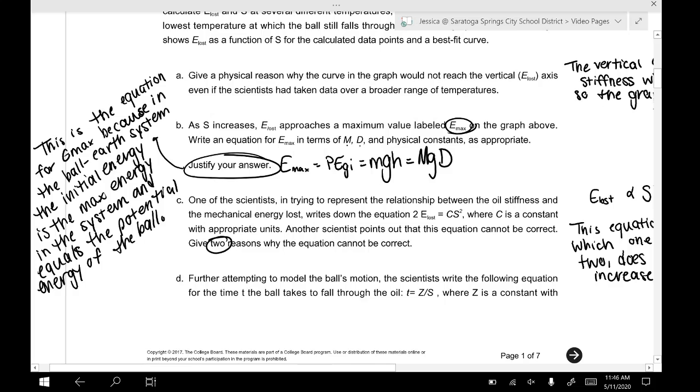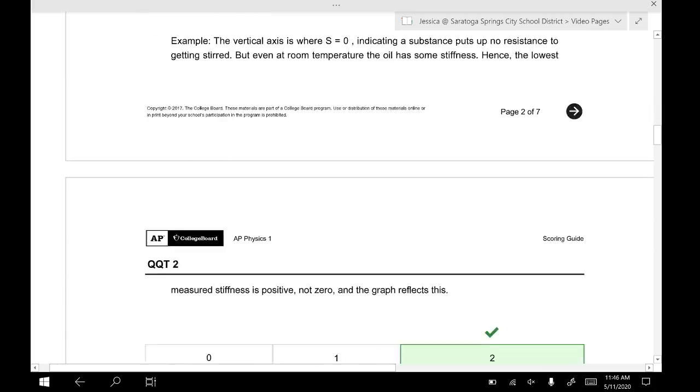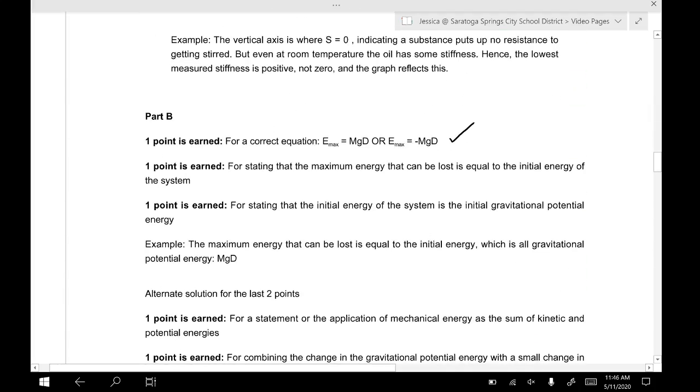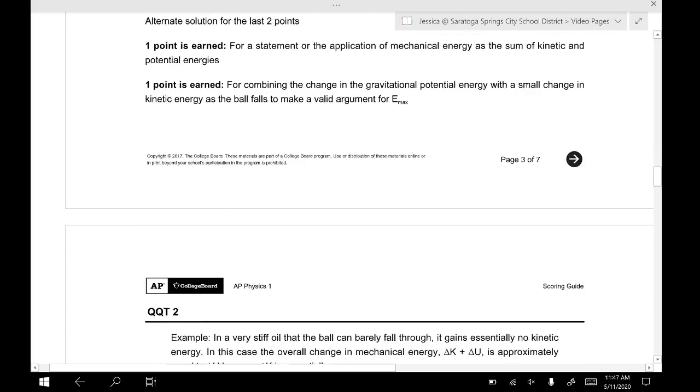Okay. All right, now I can check my answers to B. So I get that max energy that can be lost is equal to the initial energy of the system. Initial energy of the system is gravitational potential energy. Whew! Almost lost out on 2 points. Don't forget those explanations if they ask you for them.